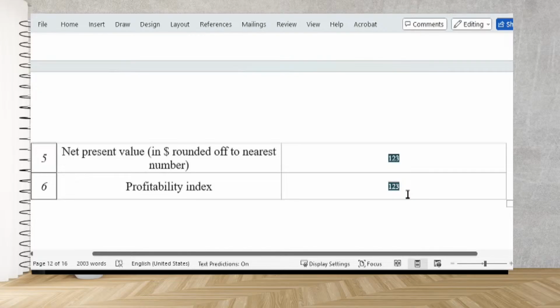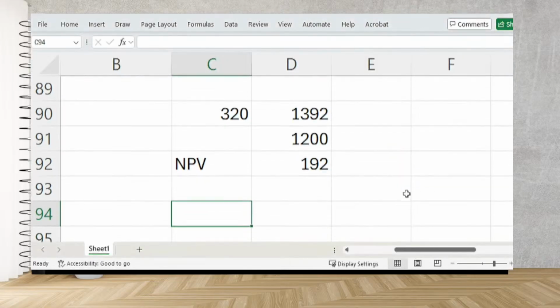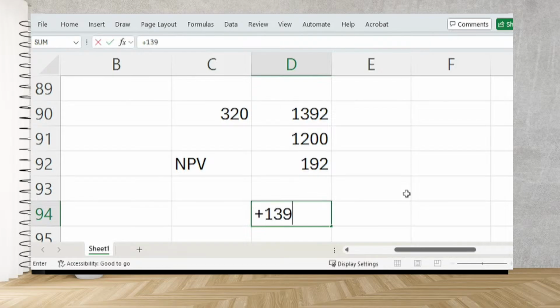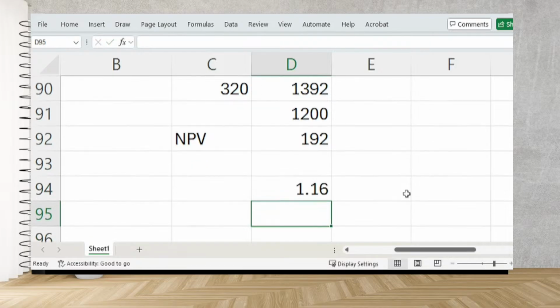And then last is profitability index. It is basically the inflow 1392 divided by 1200, which is roughly 1.16. This is the profitability index: present value of the inflow divided by present value of the outflow. Here 1200 is only a one time investment at the start of the project, so we consider it as 1200, and 1392 is the present value of the 6 year inflow. So 1392 divided by 1200 is 1.16. Correct.